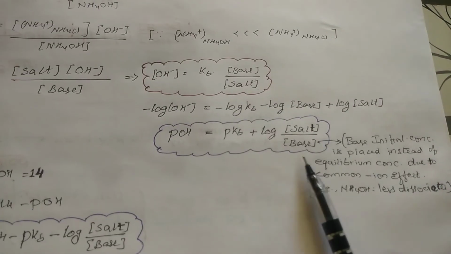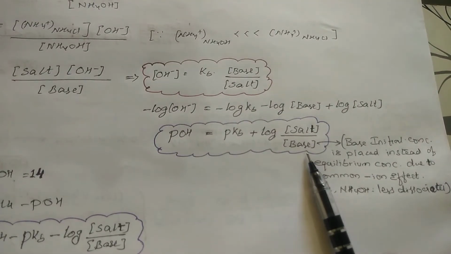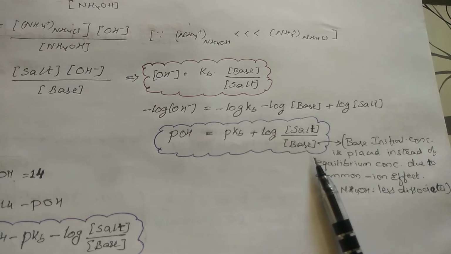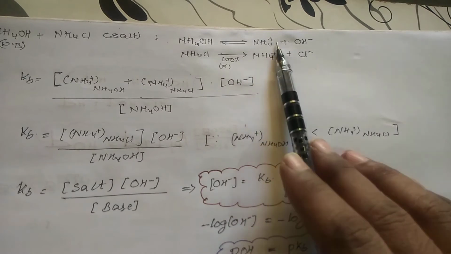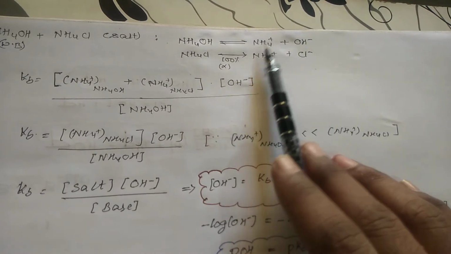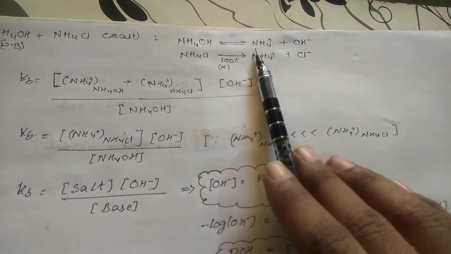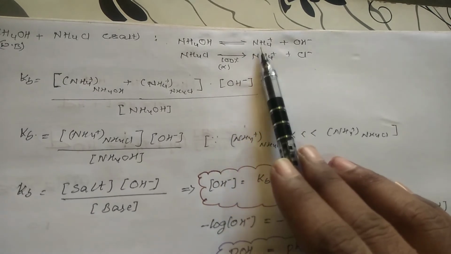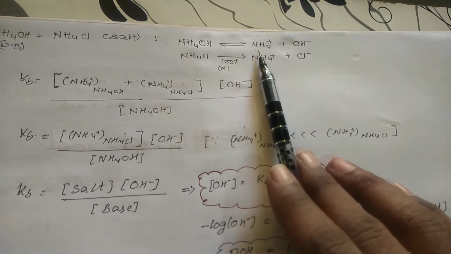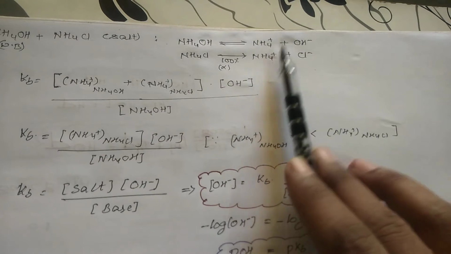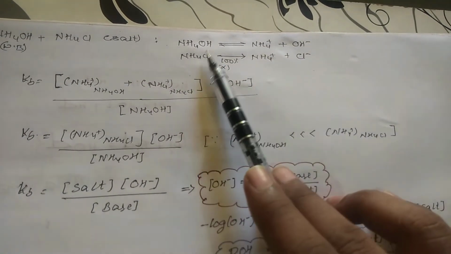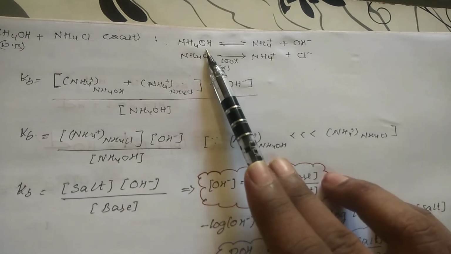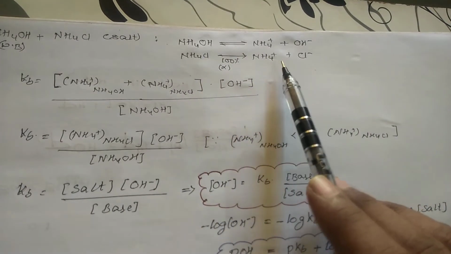Here, whatever concentration we take for the base, we will take the initial concentration. Why? Because of the common ion effect: if more is produced, what happens? The equilibrium tries to move in the backward direction because the product concentration is more. If you want to learn this, go through the Le Chatelier principle. If the product's concentration is more, the reaction moves in the backward direction by combining these two. So it forms NH4OH, and the dissociation will be still lesser. Okay?